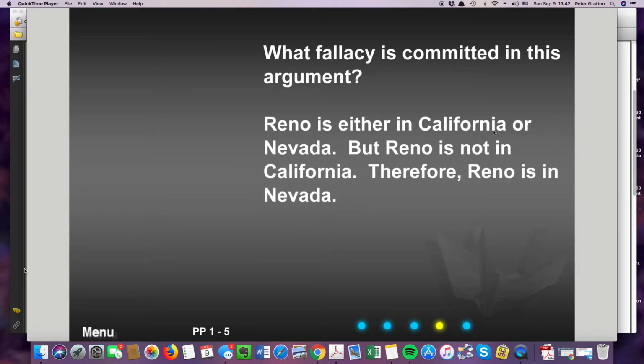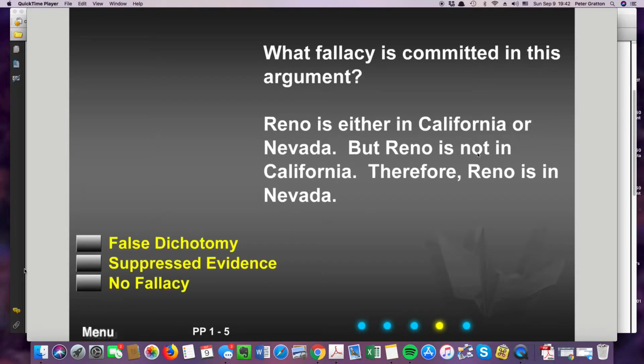Reno is either in California or Nevada, but Reno is not in California. Therefore, Reno is in Nevada. Okay? Now, here, the either-or is inclusive. It's either in California or it's in Nevada. It's not in California, therefore Reno is in Nevada. This is a deductive argument. Is it a false dichotomy?